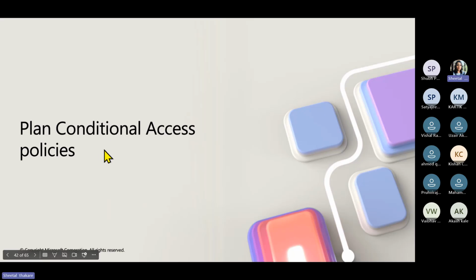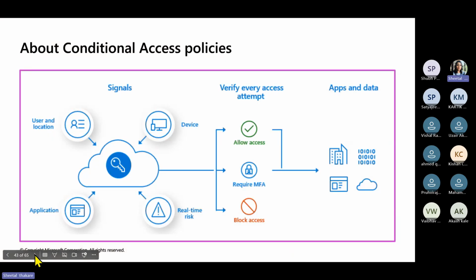Then it's conditional access. What will conditional access do? It will check from what device the user is trying to access the resource. Is there any real-time risk involved? From which application, desktop application, browser?